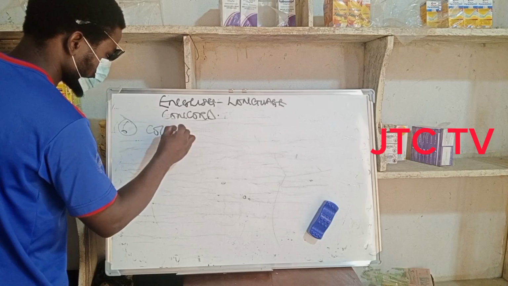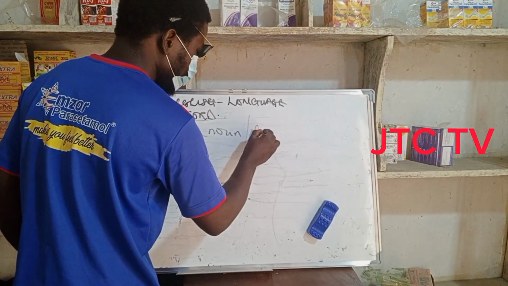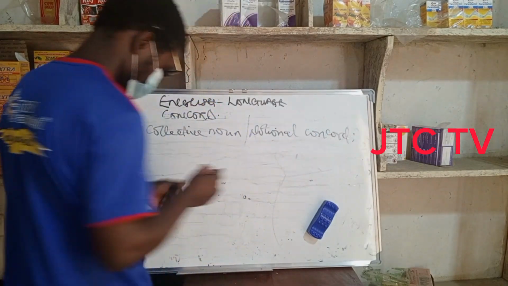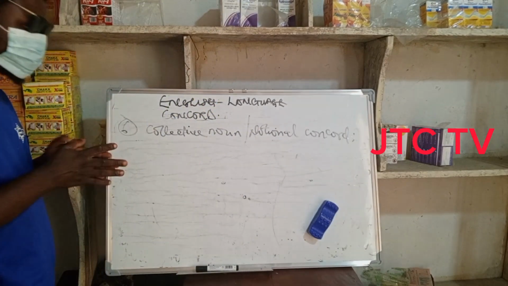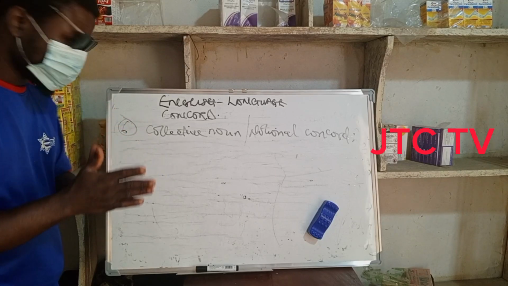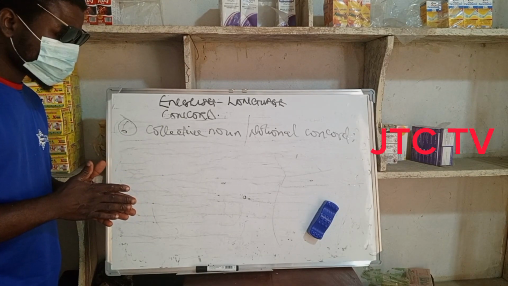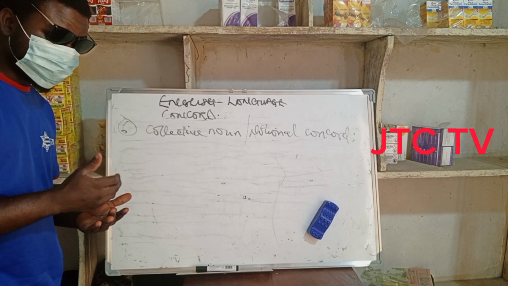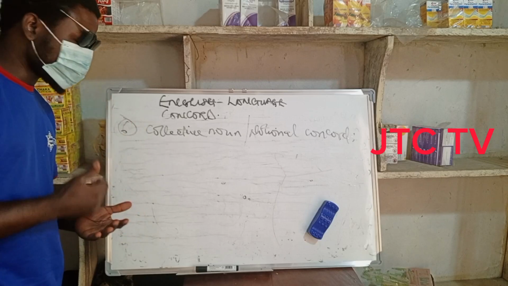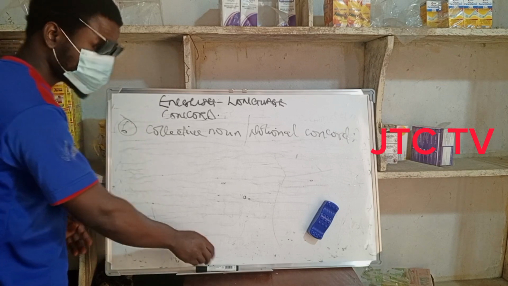Collective noun Concord, which is also known as notional Concord. In this Concord, whenever a collective noun appears in a sentence, this is the rule. When the collective noun is performing an action, a plural verb is used. But when the collective noun is not performing an action, a singular verb is used. So what is a collective noun?